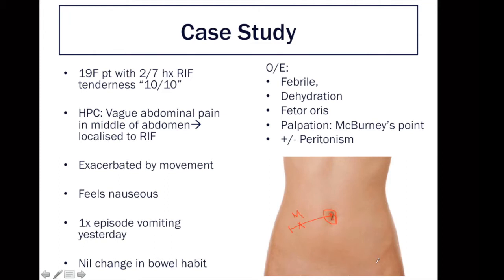Rovsing's sign may also be positive, which is where palpation of the left lower quadrant produces pain in the right because of stretching of the peritoneal lining. If there has been perforation of the appendix, there will be guarding of the abdomen, best demonstrated by percussion. A localized perforation can occur, so there could be guarding and severe tenderness locally. However, this could also be general peritonitis of the entire abdomen.